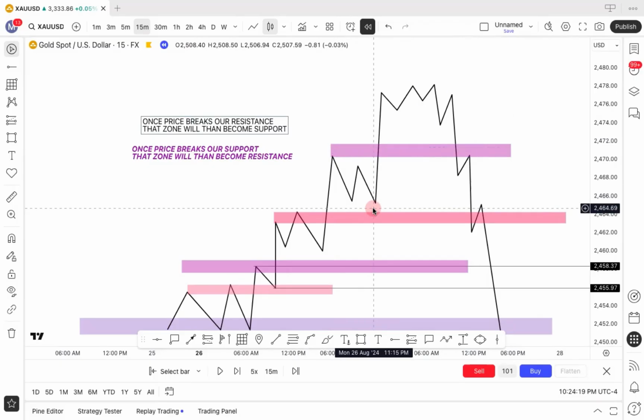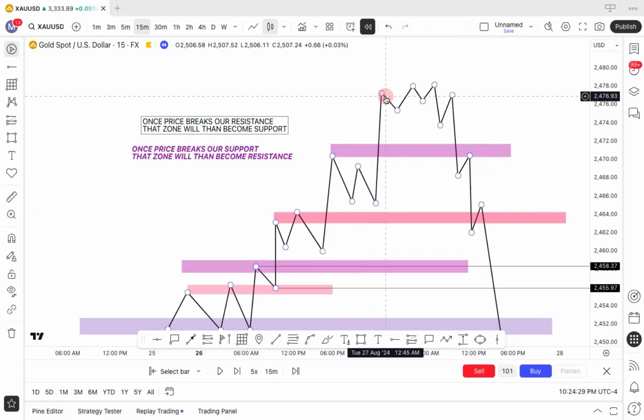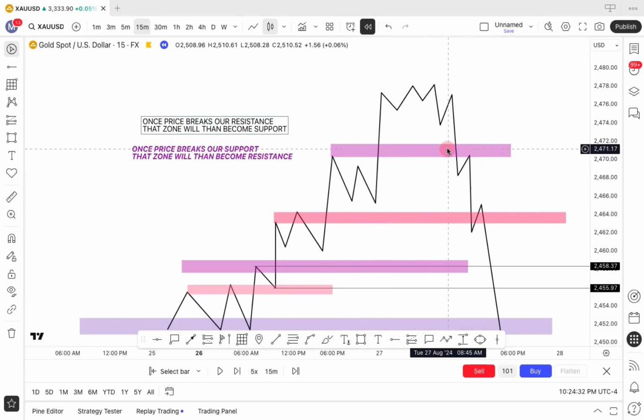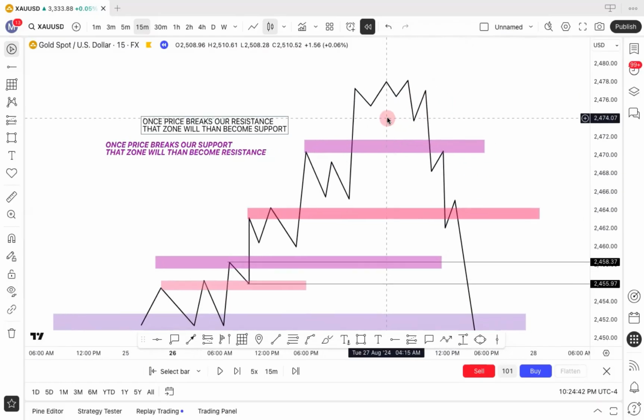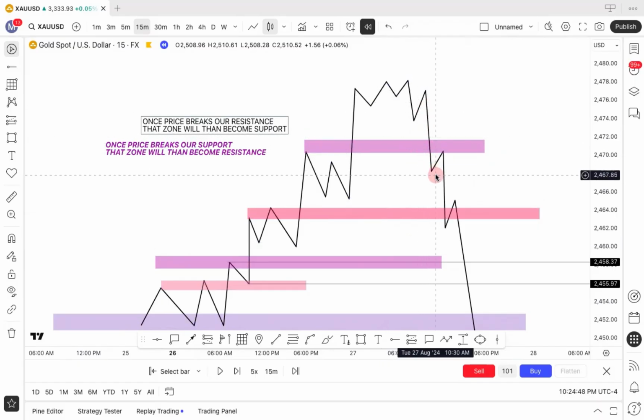That means until we break this level, this level remains resistance. Once we break it, this then becomes support. We finally broke it here. Now this is support, right? Now the opposite, once price breaks our support, that zone will then become resistance. That being said, once we break this zone here, this will now become resistance. And it makes sense because realistically, we need our resistance to be a high. It has to be a high, right?